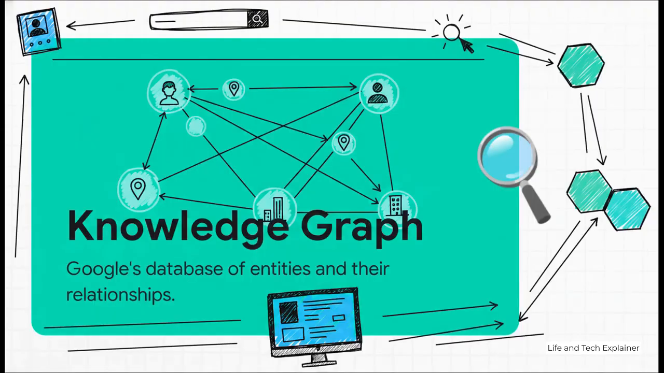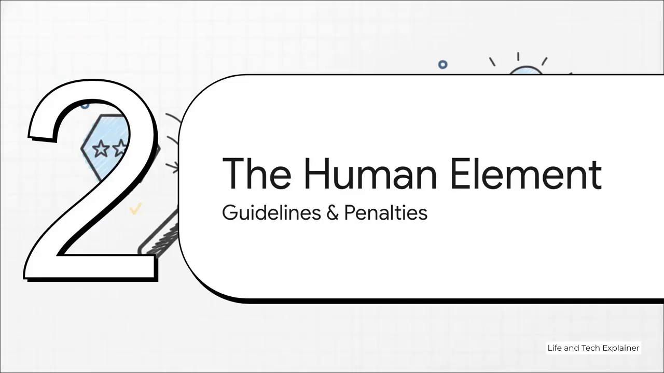Working alongside all these fancy AI models is the knowledge graph. Think of this as Google's incredibly vast database of entities, people, places, and things, and exactly how they connect to one another. You know when you search for a famous actor and you get that neat little box on the right side of the screen with their age, their movies, and their family members? Yep, that's the knowledge graph at work. It enables those rich results, featured snippets, and direct answers that entirely bypass the need for you to click on traditional links.